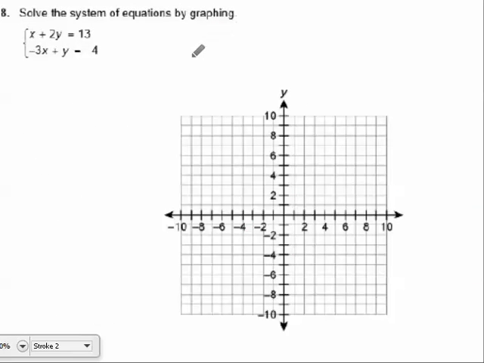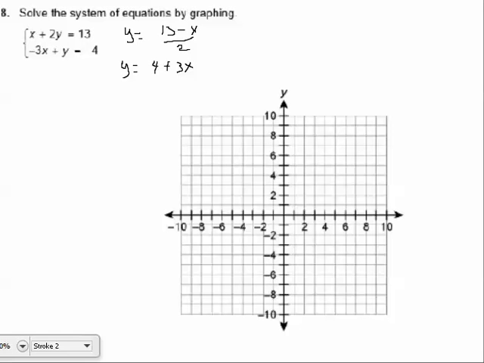Okay. This one wants me to do it by graphing. So the first thing we do when we're graphing linear equations is we have to get it into a format that we can graph with. And so what I'm going to do is I'm going to solve it for y, the first one here for y. So that's going to give me y is equal to 13 minus x over 2. And this other one down here is going to give me y is equal to 4 plus 3x.